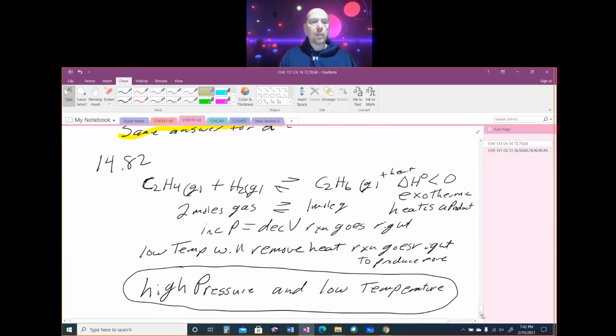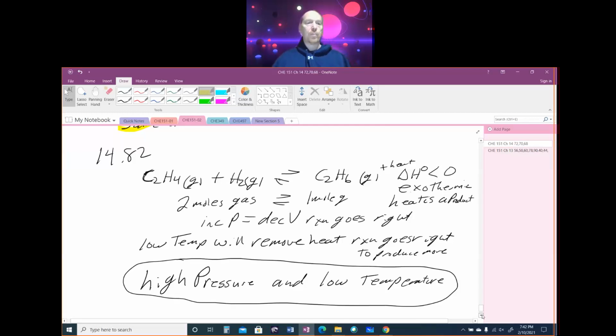All right, 1482. We have C2H4 gas plus H2 gas going to C2H6 gas. And they say that the delta H is less than 0. Well, if your delta H is less than 0, that means it's negative. That also means it is exothermic. That also means that heat is a product. And so you can write up here plus heat.